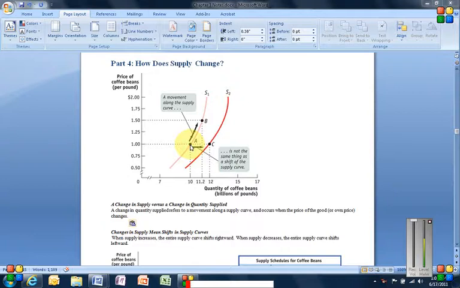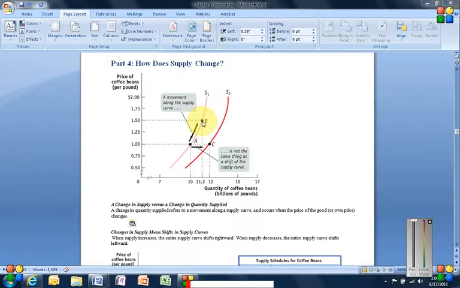So in this example, once again sticking with coffee beans, we could slide from point A to point B as the price changes, and then of course the suppliers adjust to the change in price by adjusting the quantity that they are willing and able to supply. Once again, the key word is quantity, and that does not mean the same thing as a change in supply.